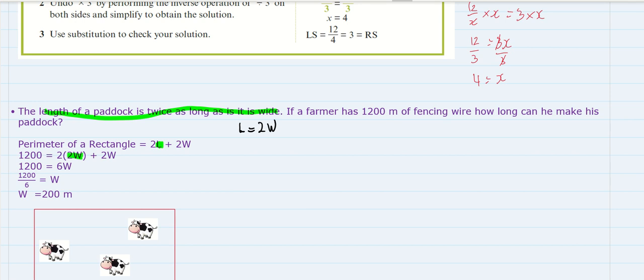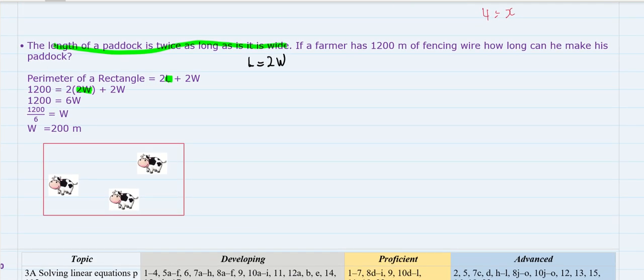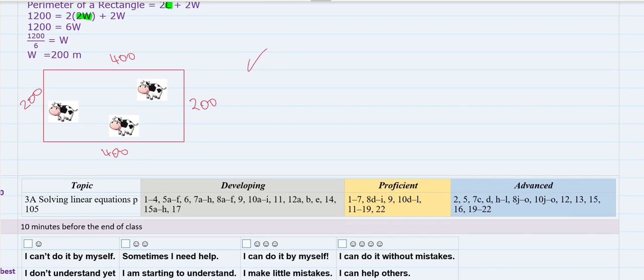Well, that's going to say that 1,200 is the same as 6 widths. And then I can just say 1,200 divided by 6 equals W. And then 1 width equals 200 metres. So if I'm thinking about this, that's got to be 200 metres, and that's got to be 2 times 200 metres, that's 400. That's 400, and that's 200. Now, does all of that add up to 1,200? Well, look, that's 6 there, and that's 6 there and there. Yeah, so that's got to be all right. So we're happy with that one.